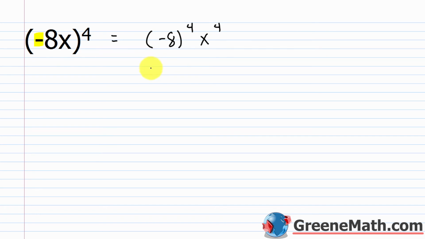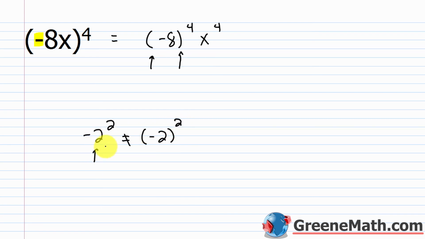Now notice how I use parentheses around that negative. That's highly, highly important when you're working with exponents, particularly when you have an exponent that's even. Remember that from pre-algebra. If I have something like negative 2 squared, it's not going to be equal to negative 2 inside of parentheses squared. These two are not going to be equal.